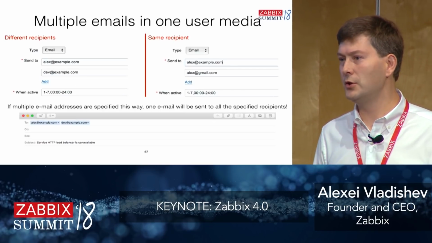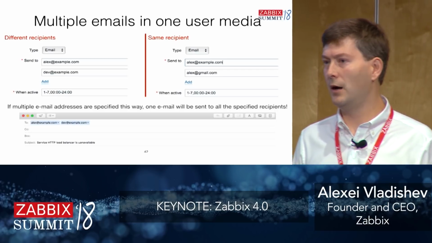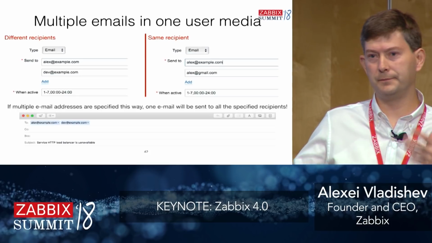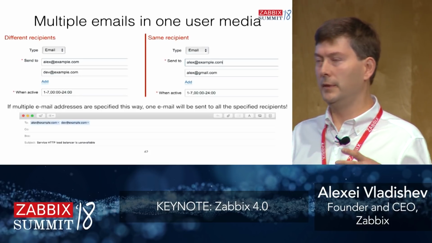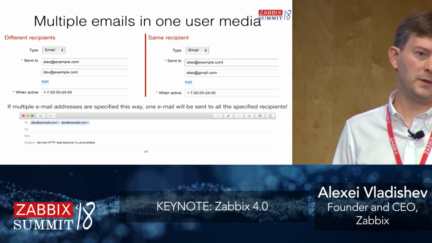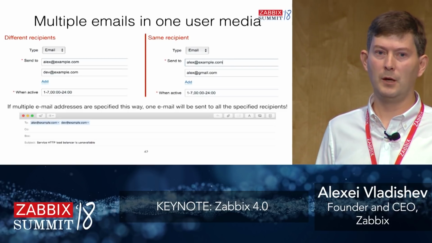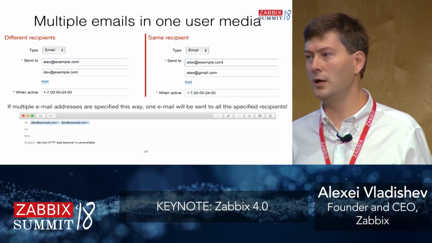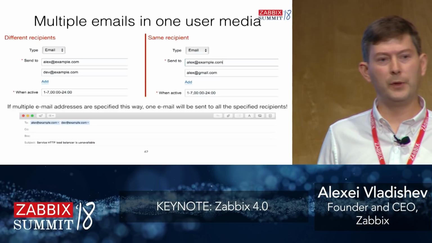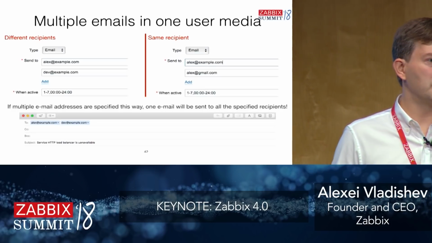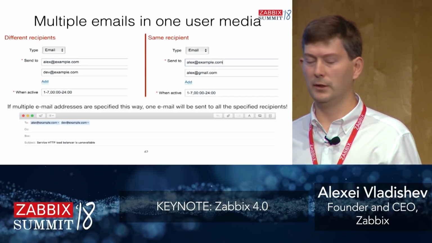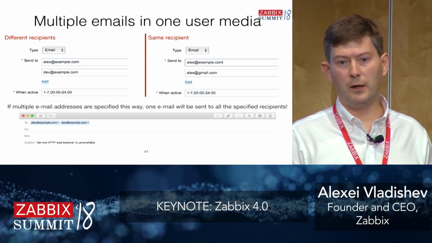Another very small change is the ability to specify multiple email addresses when you configure a media type for emails. So instead of having one email, you may use multiple emails. And there are two use cases. One use case is when I have two mailboxes, say one in Gmail, another in a company mail, and I want all alert messages to be delivered to both emails simultaneously. Okay, you can do it.